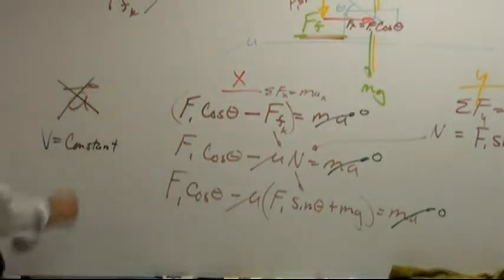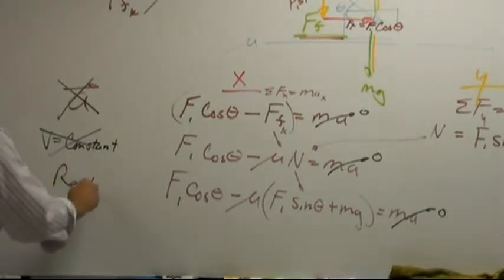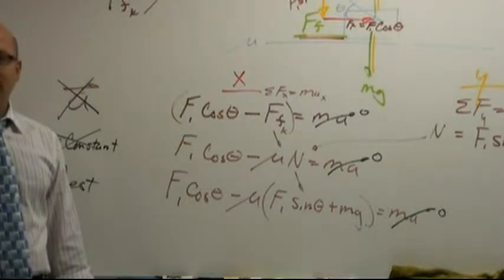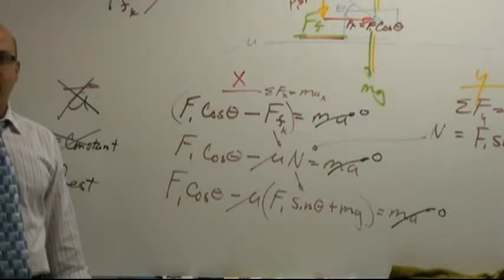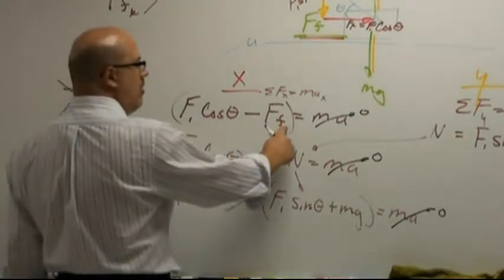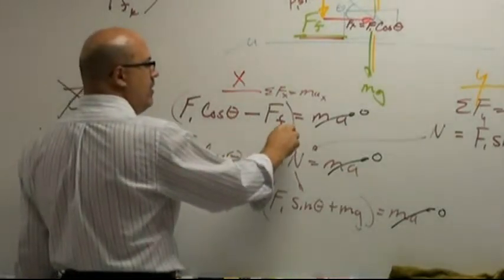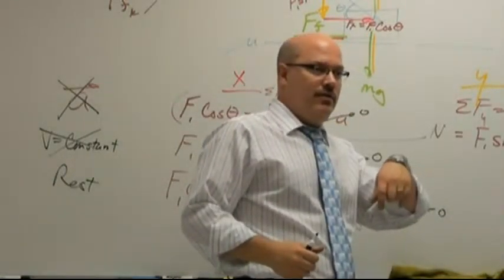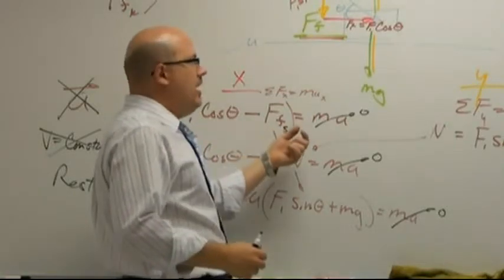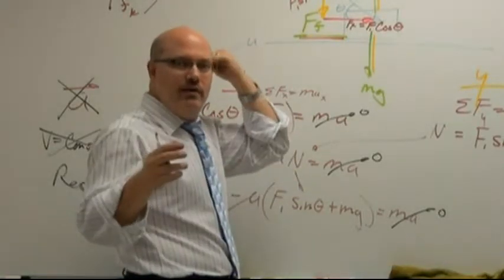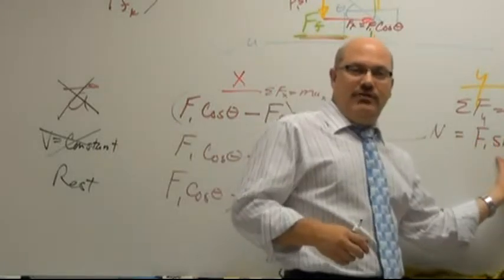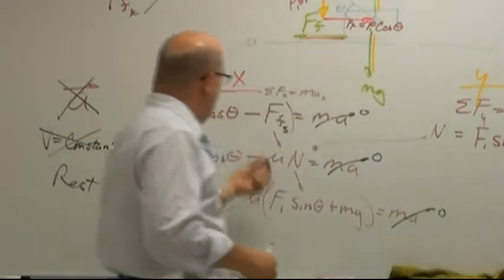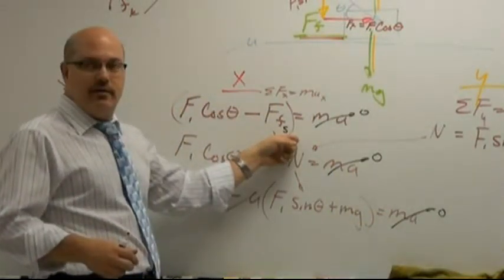What if the acceleration is 0, but this time it's at rest? What changes now? Well, it's static friction, not kinetic. Up and down, is that why the sum of the forces in the y direction is 0? Say it again? No, it's okay. You answered my question. All right. If it's at rest and not moving, does this stay the same? Yeah. This changes to static.